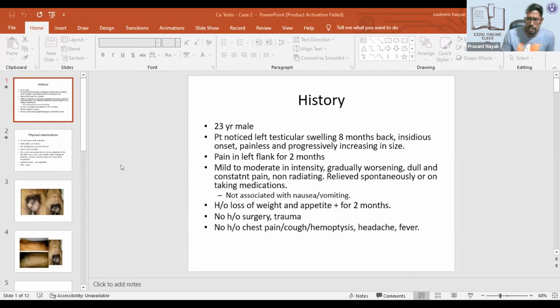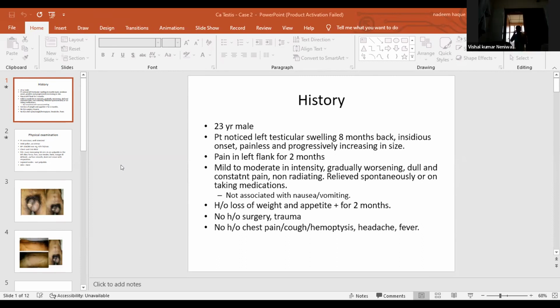Dr. Haq will present, and Dr. Jaid from SCB will be the student responding to the case. Yes, so over to you, Dr. Haq. Good morning, sir. Thank you for asking me to present the case. This is the first case of a testicular swelling, Zaid Ahmed Khan. The patient is a 23-year-old male, and he noticed a left testicular swelling 8 months back, which is insidious in onset, painless, and progressively increasing in size.